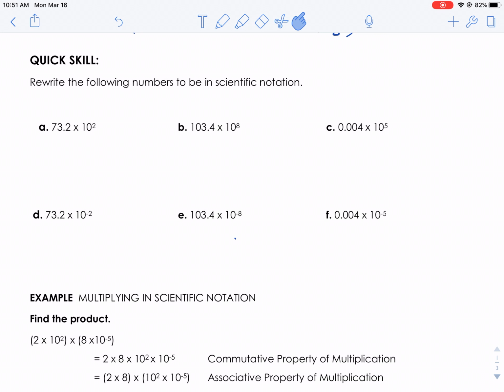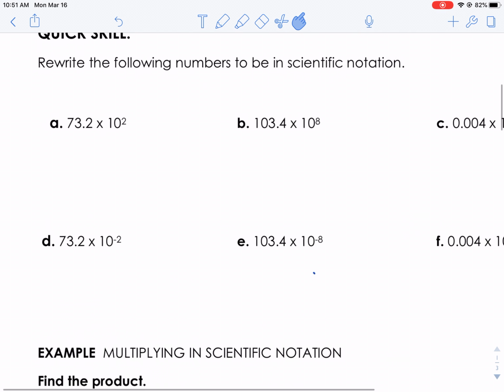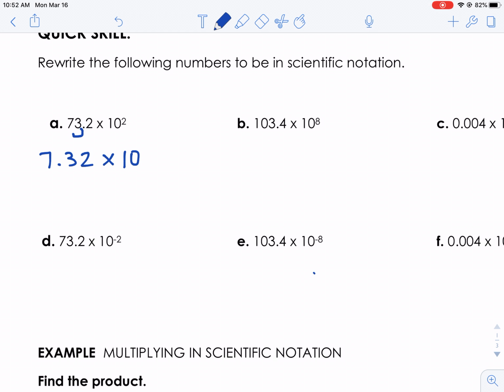So what we're going to do is think of this almost as a balancing act. In A, our decimal needs to be after the 7, so it needs to be 7.32. When this decimal gets moved, our number just got smaller by a power of 10, which means that our exponent needs to get bigger. That balancing act that I mentioned: when one number gets smaller, the other one is going to get bigger. So this would be 7.32 times 10 to the third in scientific notation.